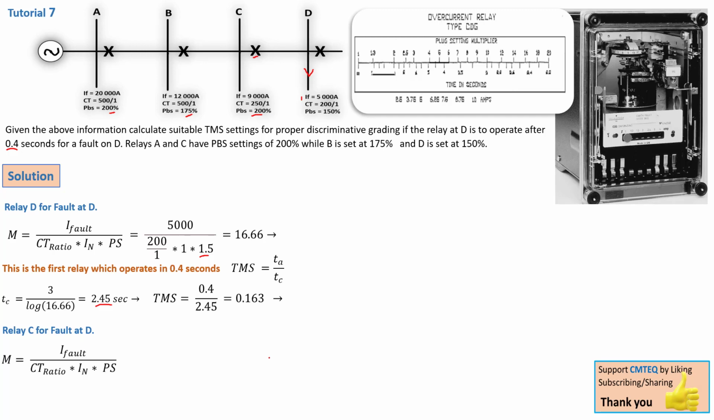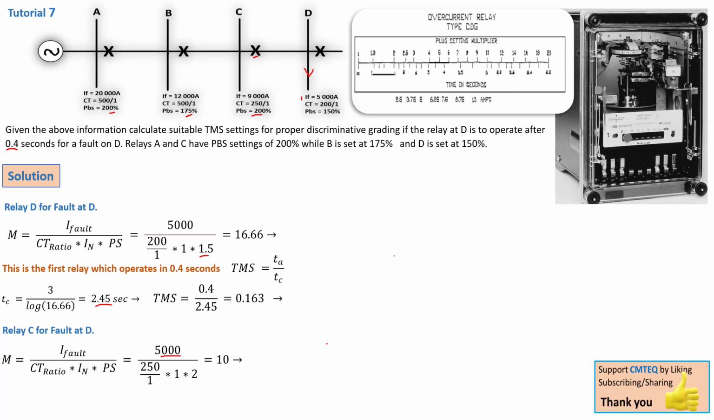The formula for M remains the same, but this time you're using the fault current of bus bar D. But look at the CT ratio we're using here. The CT ratio is for relay C, that is 250 over 1, and the plug setting is also for relay C, that is 2, the 200%. We're only making use of the fault current of bus bar D, okay? And that gives us a value of 10.